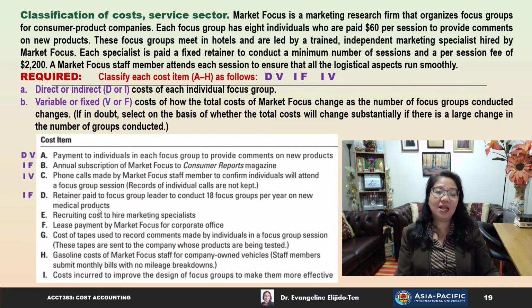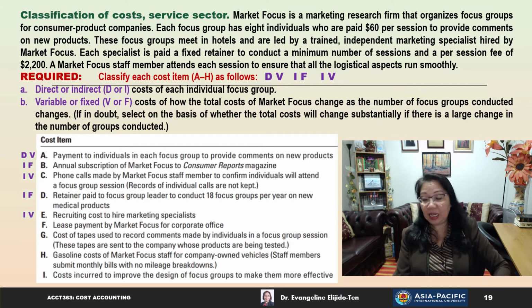All right. Letter E, recruiting cost to hire marketing specialists, direct or indirect? Well, this would be an indirect cost because we can't trace it to a particular cost object, in this case, the focus group. Will this be fixed or variable? This would be a variable cost. Let's go to letter F, lease payment by market focus for corporate office. So lease payment is what? Normally fixed cost. And would this be direct or indirect? Again, corporate office cost will not be directly traceable to any focus group. So that would be indirect and fixed, IF.